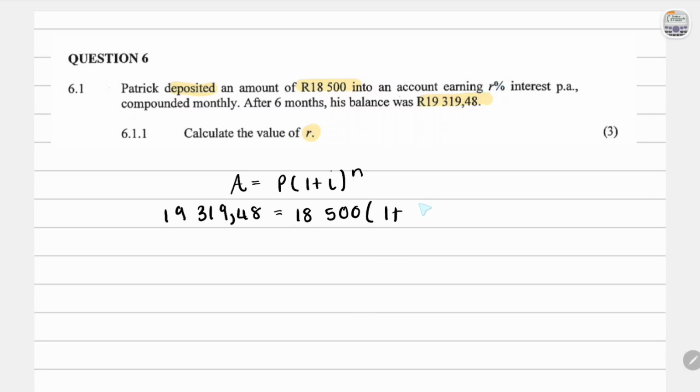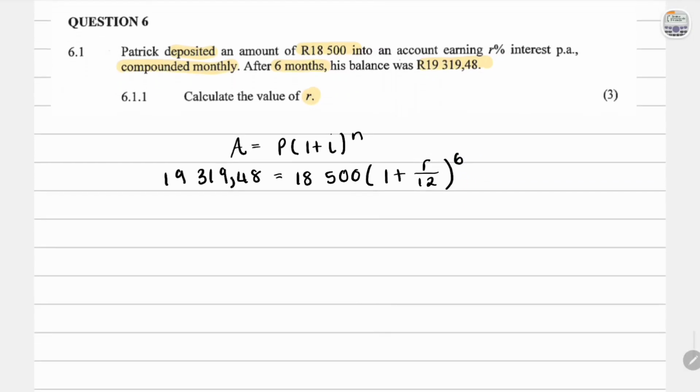Now that's what we're looking for. But remember that this is compounded monthly, so we need to account for that. So we can say R over 12, because whatever that rate is going to be, it is divided by 12 since it needs to earn interest every month. And then raised to the power of whatever the time period is. They tell us 6 months. Notice that they don't say years, so it's already in months. So we can just leave it as 6. You don't have to multiply by anything because it's already in months.